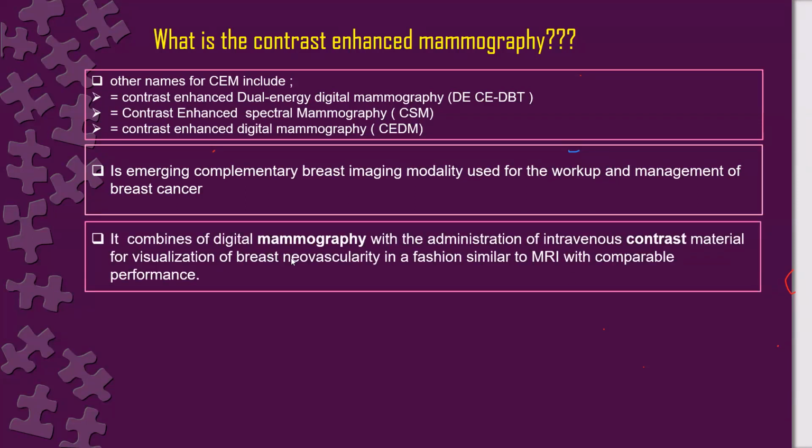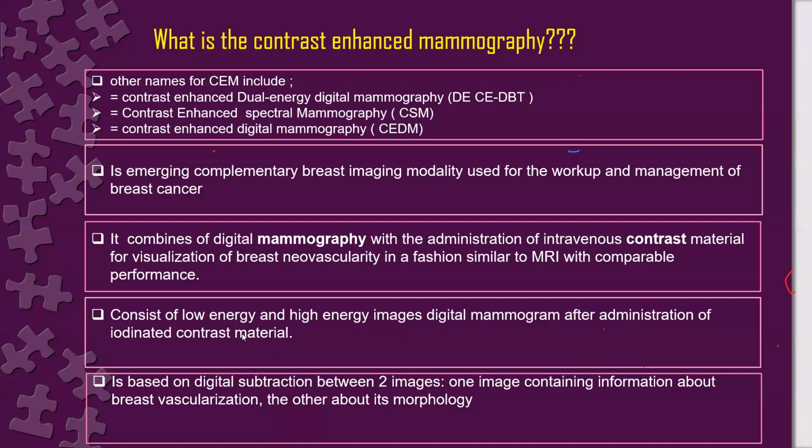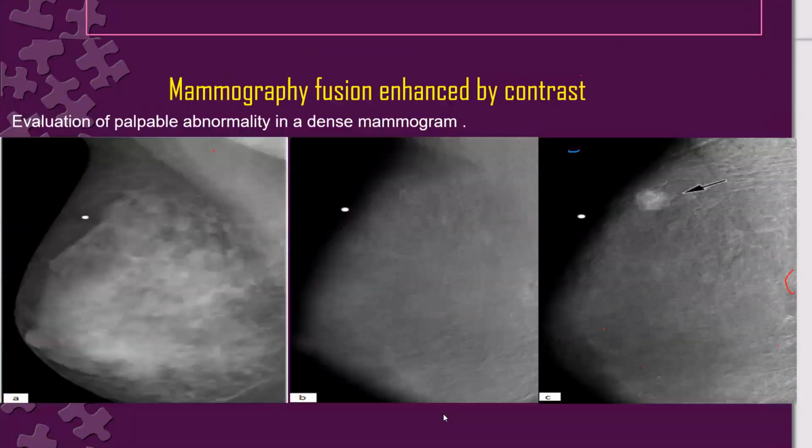It is combined digital mammography along with administration of intravenous contrast for visualization of breast neovascularity, in a fashion similar and comparable to MRI. It consists of low and high energy images, digital mammography after administration of iodinated contrast material, and is based on digital subtraction between the two images, one image containing information about breast vascularization, the other one about morphology.